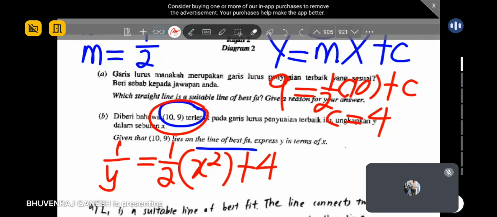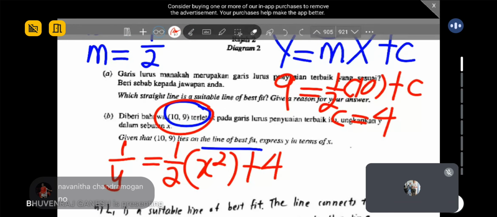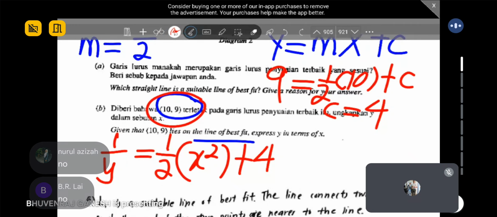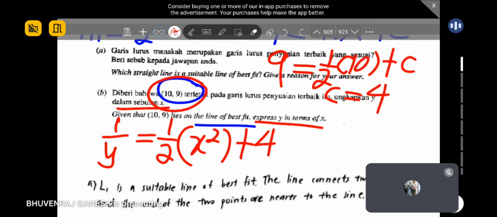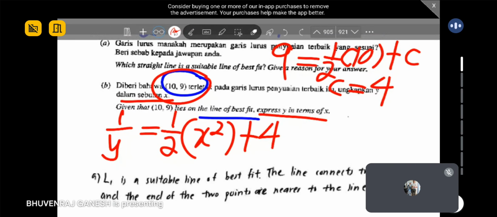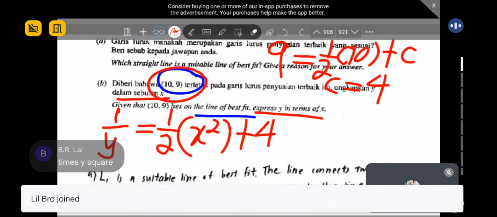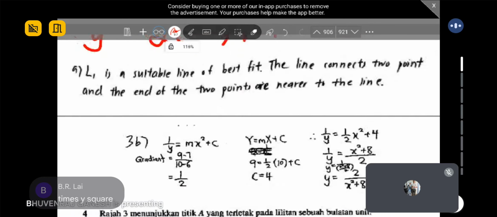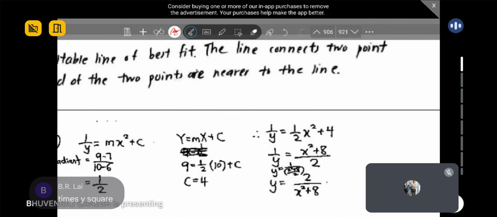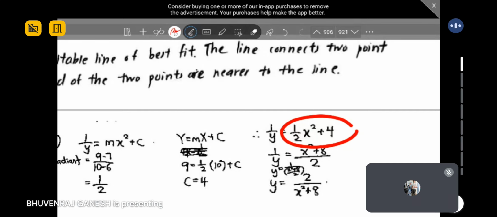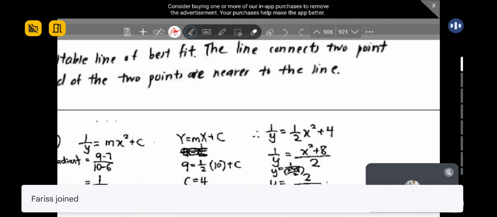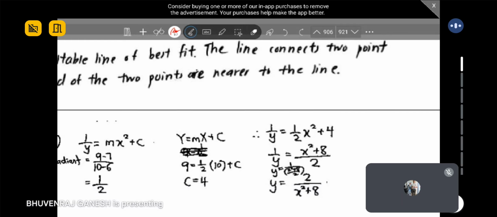So guys, is this my final answer? Adakah ini jawapan akhir? Okay, very good. Okay, remember to see the question. They want you to express y in terms of x. Okay, ungkapkan y dalam sebutan x. So you just need to do algebra only now. Okay, buat saja algebra. So your working will be something like this. Okay, you combine these two to become one fraction. Okay, kamu gabung dia jadi satu pecahan tunggal. Times y square. Better not, don't times y square. Okay, because you will get different answer one.